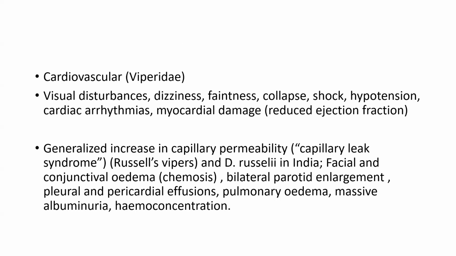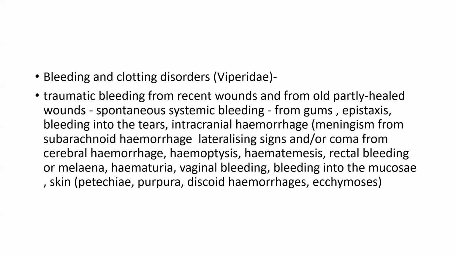So the cardiovascular manifestations, mainly with viper, will produce visual disturbance, dizziness, faintness, collapse, shock, hypotension, cardiac arrhythmia, myocardial damage. The generalized increase in capillary permeability will occur, that is capillary leak syndrome, which occurs because of the Russell's viper, D. russelii in India: facial and conjunctival edema, bilateral parotid enlargement, pleural and pericardial effusion, pulmonary edema, massive albuminuria, and hemoconcentration.